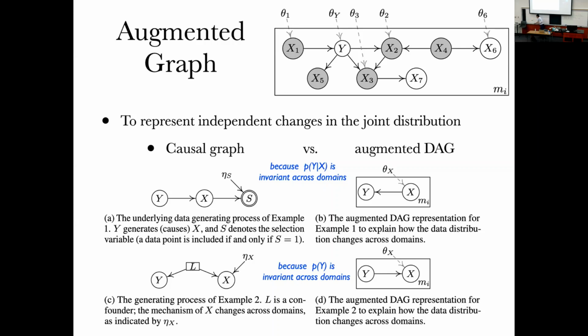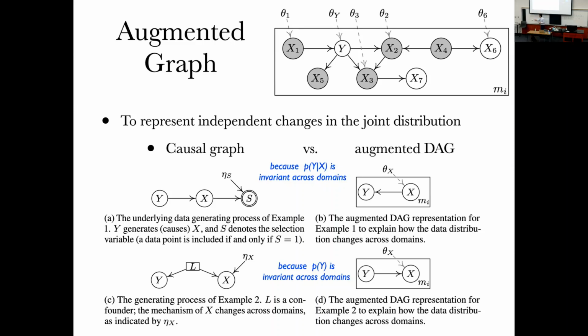So now you can see the following thing. Right here in the first one, although you have this kind of link, you can see Y and S are independent given X. D-separation, right? The selection variable is independent from Y given X. Is that right? What does that mean?